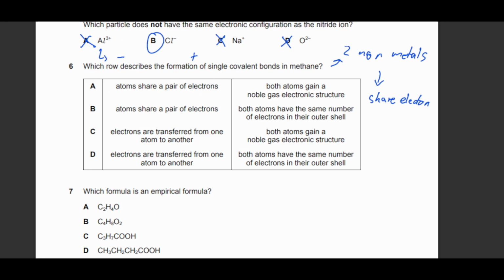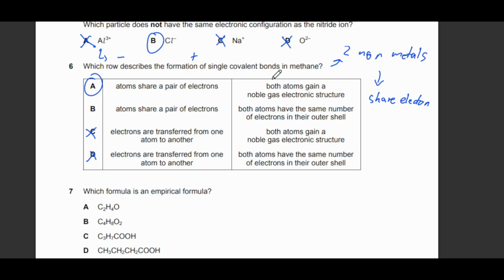So if we look at the answer options, A and B, atoms share a pair of electrons. That's correct. Okay. C and D, electrons are transferred from one atom to another. That is wrong, because this is not a covalent bond anymore. Okay. Next, atoms share a pair of electrons, so the answer is either A or B. Both atoms gain a noble gas electronic structure. This is correct, so the answer is A.